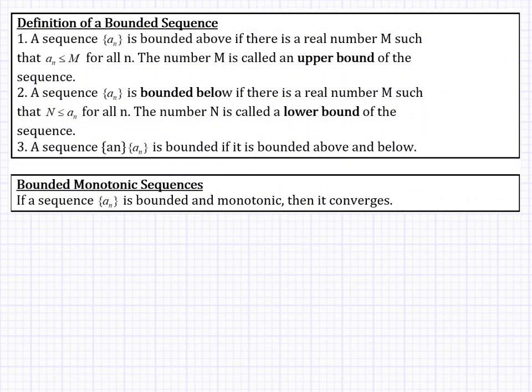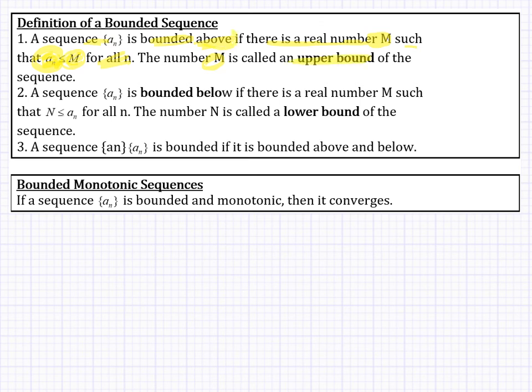And then we have the definition of bounded. A sequence, A sub n, is bounded above if there is a real number, capital M, such that A sub n is always less than or equal to capital M. So every single term of the sequence is less than or equal to this capital M for all n in the sequence. And that capital M is called the upper bound of the sequence.